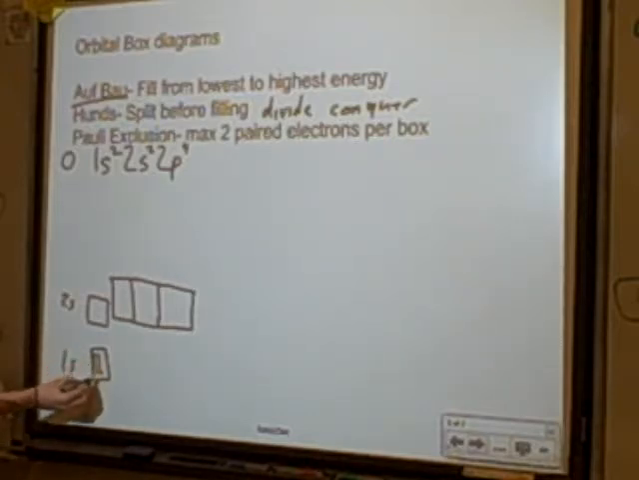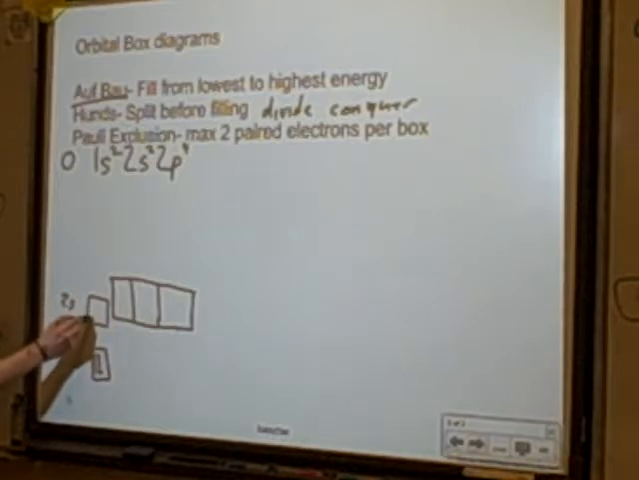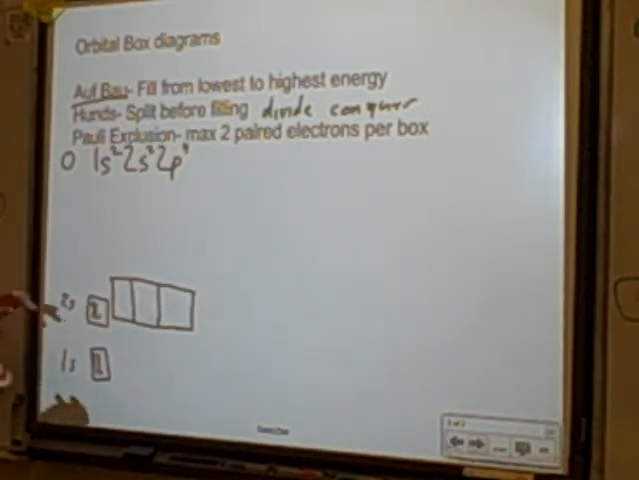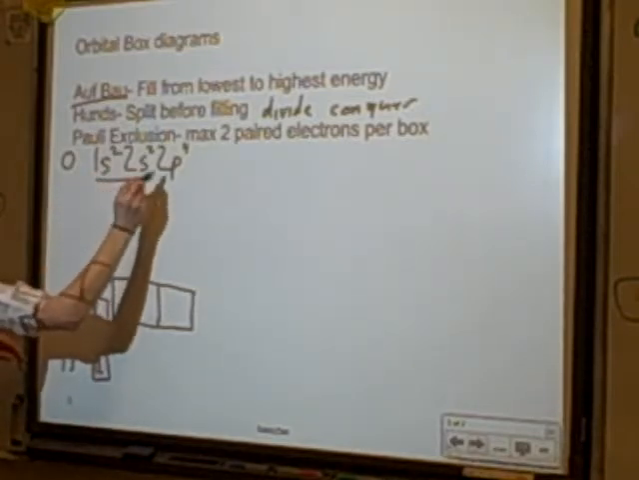So just make sure you put 1 up, 1 going down to represent that they're traveling in a different way. Then, okay, this is full. So now I have to go up. I'm going to put 1 up, 1 down. Hund's hasn't applied yet because I don't have any boxes of equal energy. So I filled these guys down to 2p.